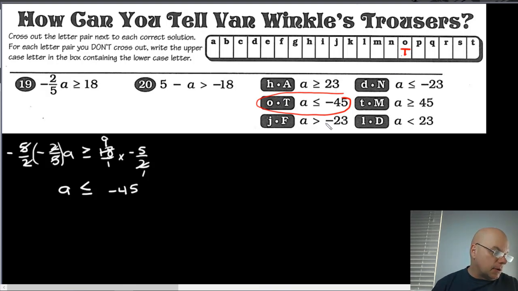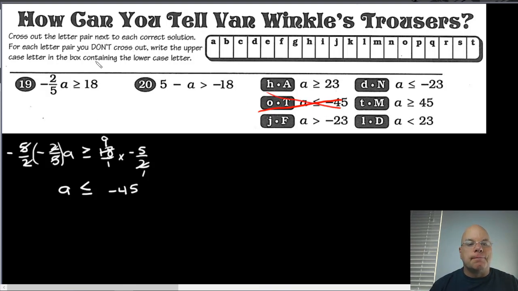Now I think I did something wrong. What did I do wrong? I did something wrong. Okay. I did the classic mistake, reading the directions, not reading the directions. Hopefully you've already read the directions and you noticed my mistake. Cross out the letter pair next to each correct solution. So we just found this solution and we cross it out.